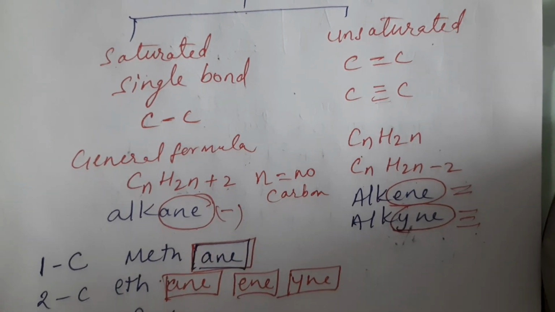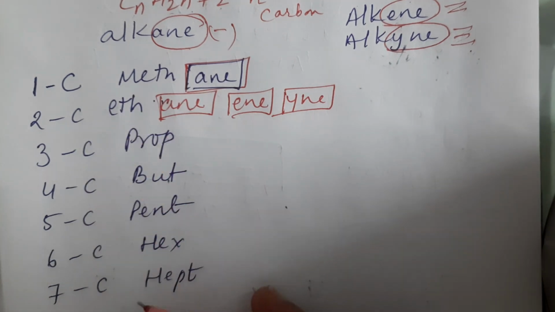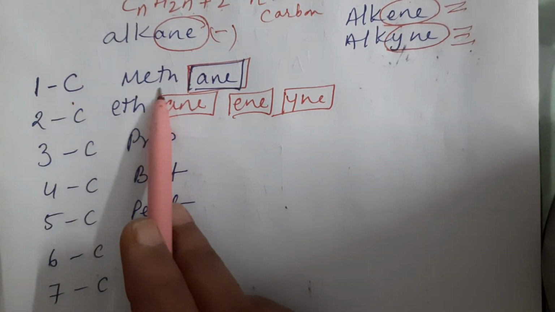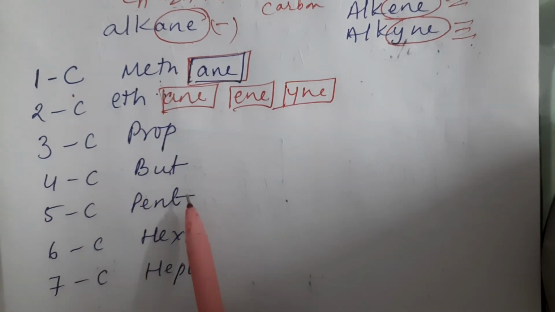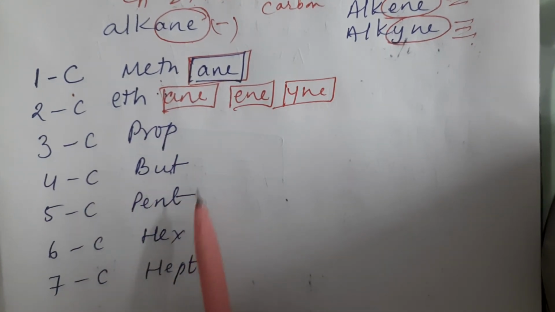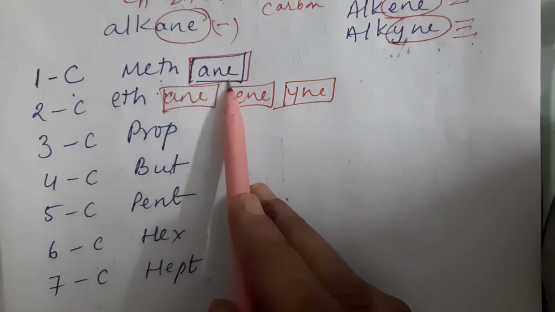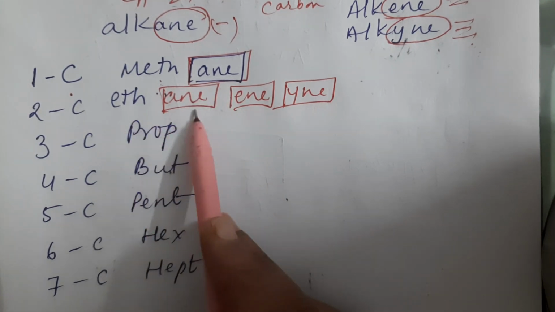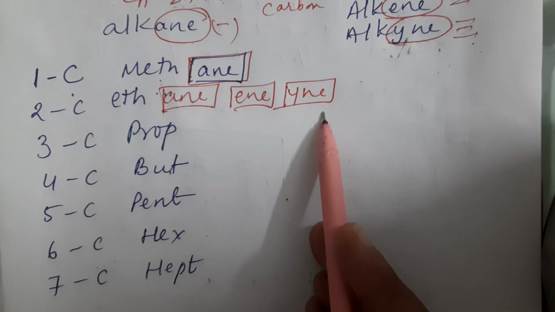Now here, depending on the number of carbon atoms, different prefixes are used. If one carbon is there, we call it meth derivative. For 2, eth. For 3, prop. For 4, but. For 5, pent. For 6, hex. For 7, hept. Then we add the suffix "ane" if a single bond is there between carbon-carbon. If there is a double bond, we add "ene". If there is a triple bond, we add "yne".